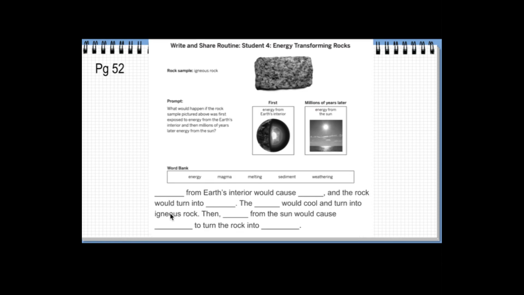And last, let's take this igneous rock and first expose it to the energy from Earth's interior, and then a million years later, expose it to the energy from the sun. How could this happen? Energy from Earth's interior would cause melting, and the rock would turn into magma. The magma would cool and turn into igneous rock. Then energy from the sun would cause weathering to turn it into sediment.